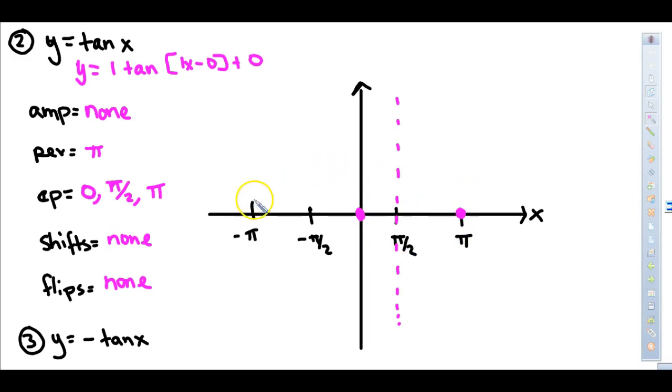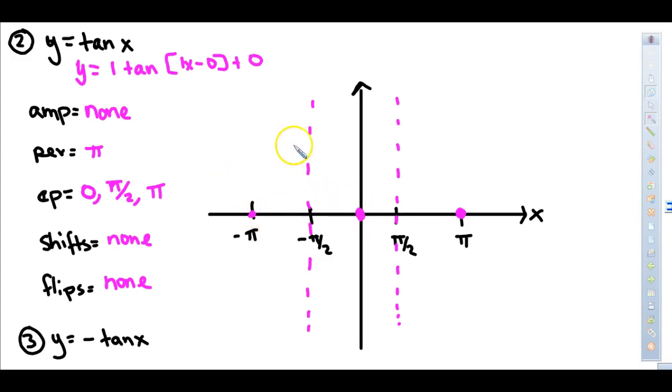Follow the same pattern around here. So I have point, asymptote, and then point. Notice that A is not even needed to graph this. Oh my goodness, I don't know why that keeps happening. There we go. Okay, so you don't even need A at all to graph the tangent function. Alright, and tangent is always increasing.